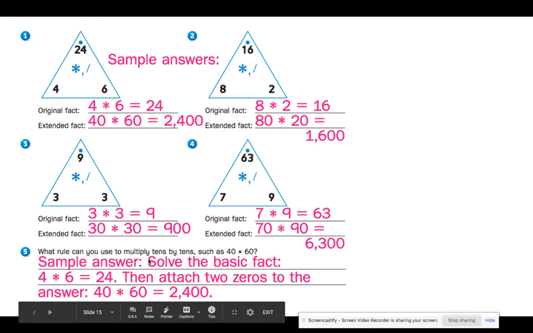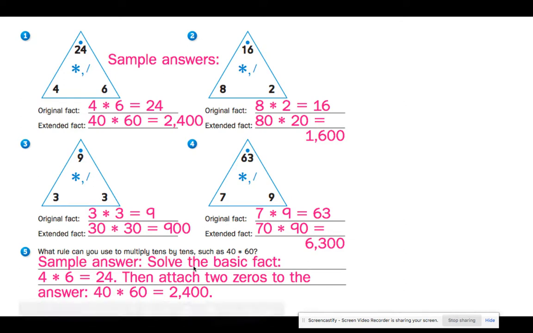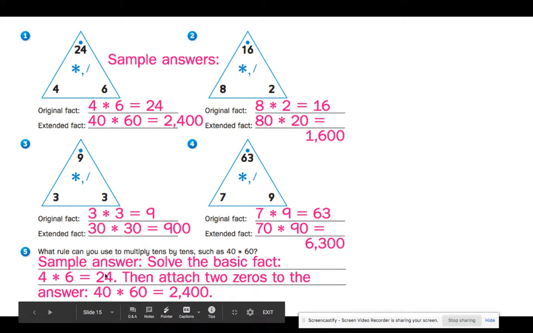What rule can you use to multiply multiples of 10 by multiples of 10, such as 40 times 60? Well, again, solve the basic fact, which in this case would have been 4 times 6 equals 24, and then attach 2 zeros to the answer. 40 times 60 equals 2,400.